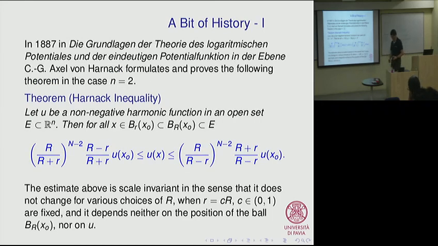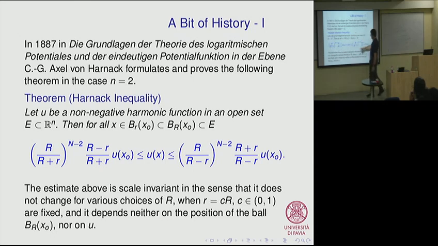So now, just to put things into context, let me tell you briefly a bit of the history of the Harnack inequality. The Harnack inequality was originally stated by Axel von Harnack, in this book, which is the Foundations of the Theory of Logarithmic Potential and Unique Valued Potential Function in the Plane. And this book dates to 1880 something. And so the statement that Harnack gives is this one.